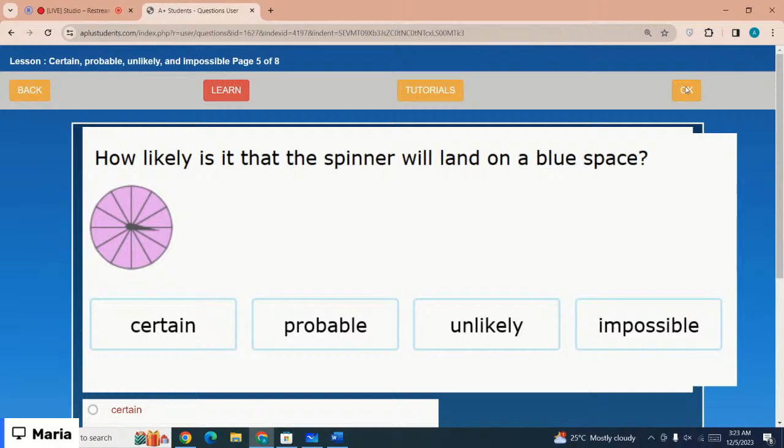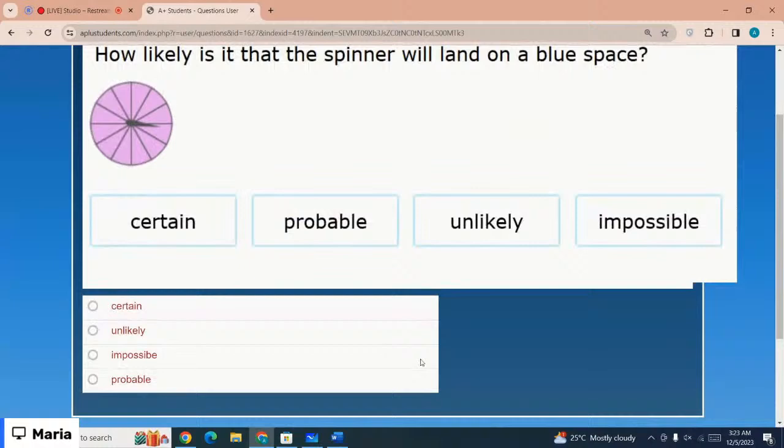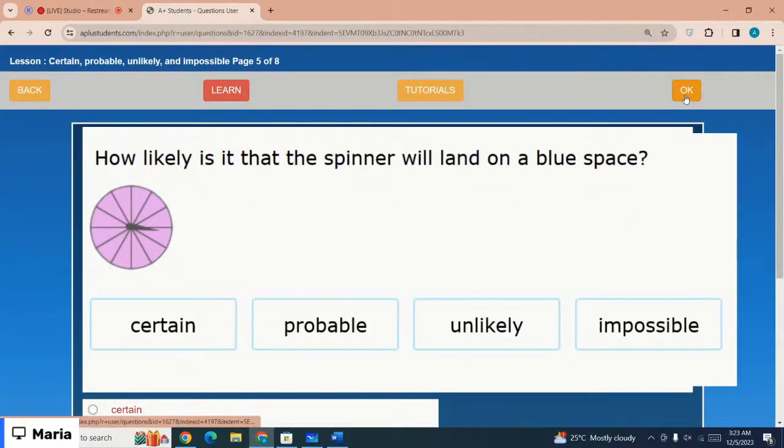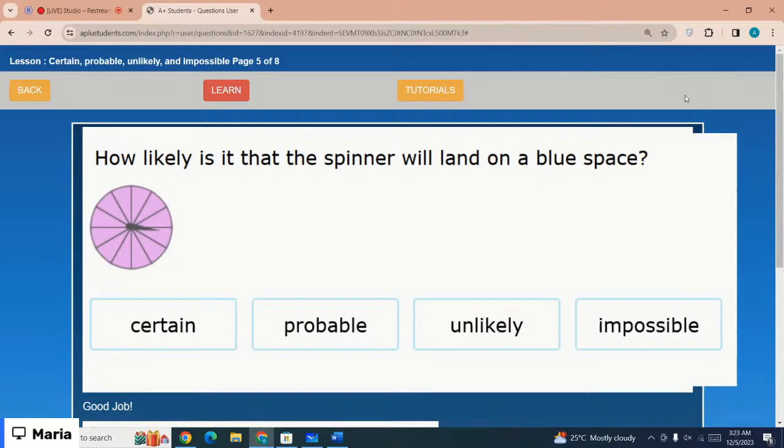The correct option is impossible, right? Because there is no blue portion, so it is impossible. How will it land on blue then, right? The correct option is impossible. Very good.